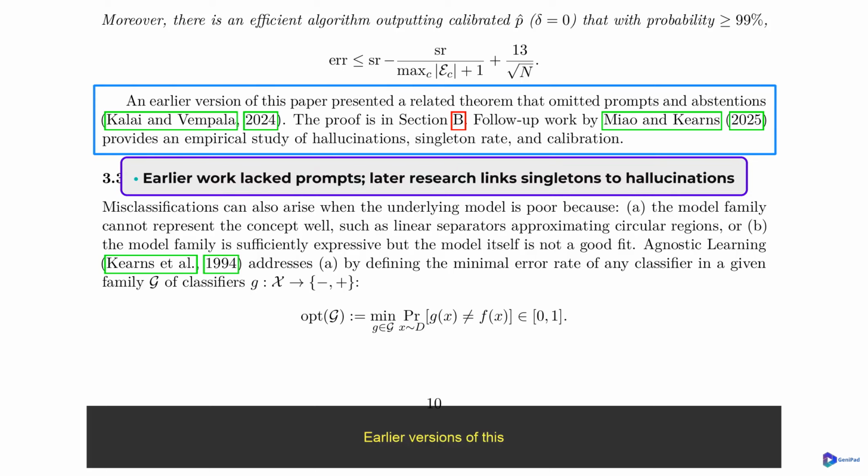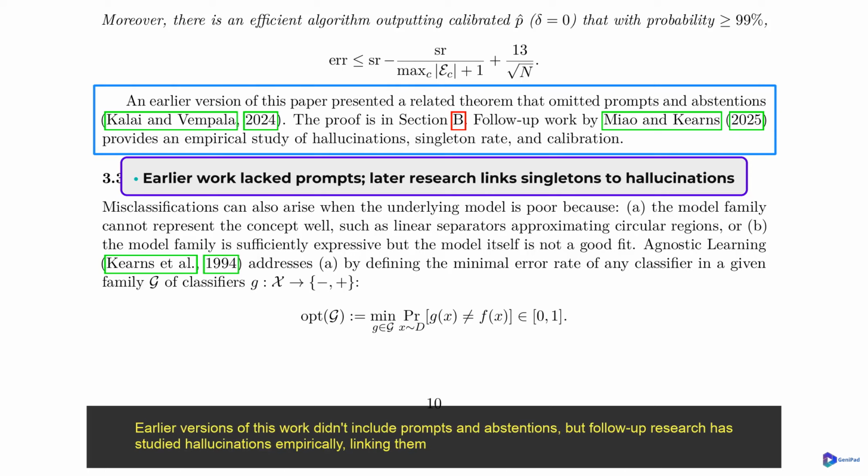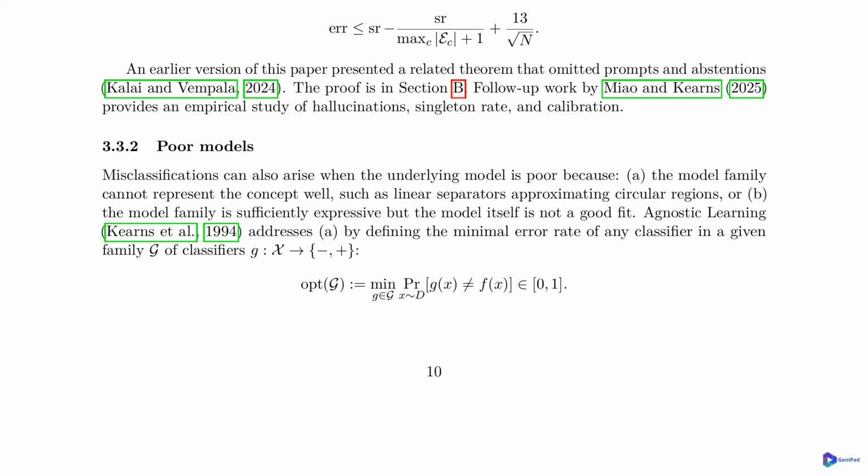Earlier versions of this work didn't include prompts and abstentions, but follow-up research has studied hallucinations empirically, linking them to singleton rates and calibration in real-world scenarios.